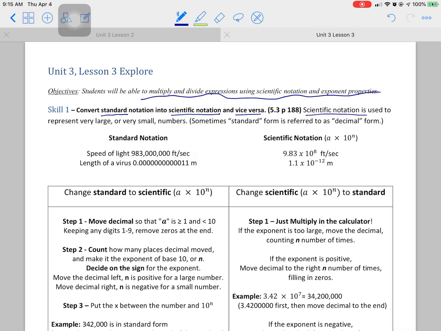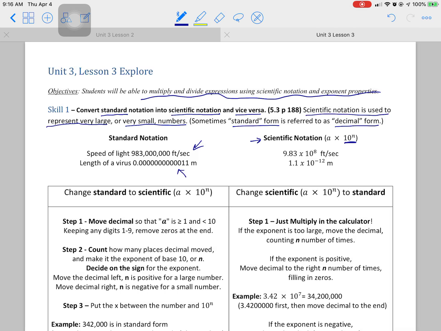Scientific notation is used to represent very large numbers or very small numbers. Sometimes standard form is referred to as decimal form. It's just terminology there. Standard form is what we're used to. If they have a big number, it's got lots of zeros and commas, and these are big numbers. These are super small numbers. And it's just impractical to use all those zeros. You can get that wrong and count them wrong and that kind of thing. So they invented scientific notation with the base 10 as an exponent to count how many zeros.